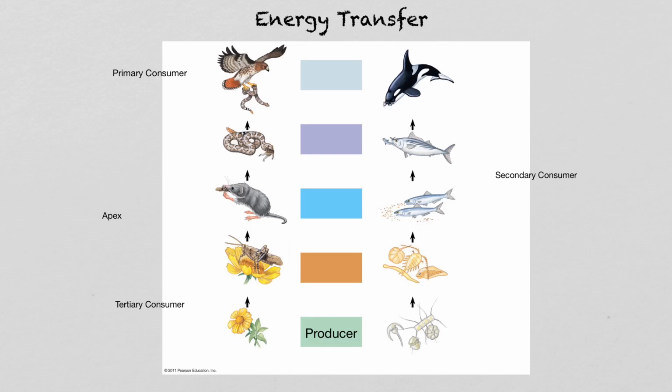Then we get to this right here, which is what we would call the producer, plus these are autotrophic organisms. So these are autotrophs. Now, if we went to the next level, we would have our primary consumers. Okay? So the first heterotrophs in our chain are going to be the primary consumers.